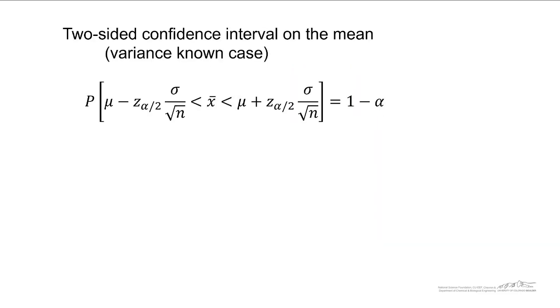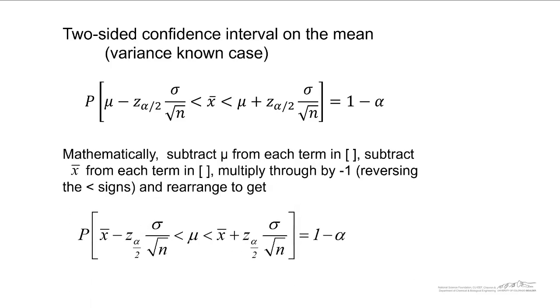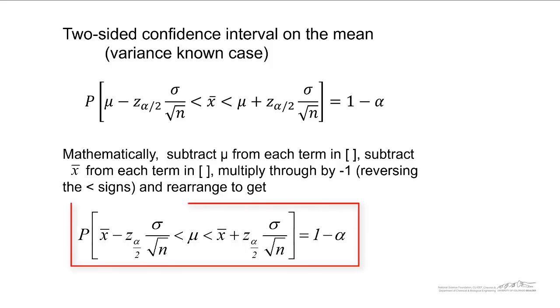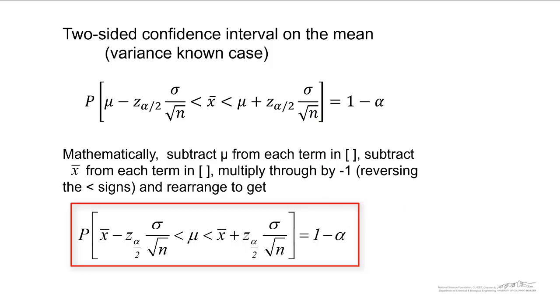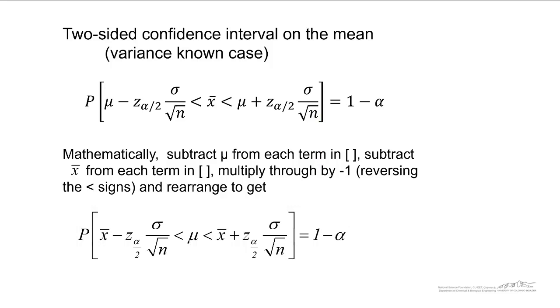If we start with our two-sided confidence interval on x bar, shown here, that we derived earlier, and we mathematically do some manipulations, we subtract mu from each term, subtract x bar, multiply through by -1, which reverses the less than signs, and we rearrange, we get that the confidence interval on mu now, instead of x bar, has the same width. There's a 95% probability that the true mean lies between x bar minus z alpha over 2 times sigma divided by root n, and x bar plus z alpha over 2 times sigma over root n.